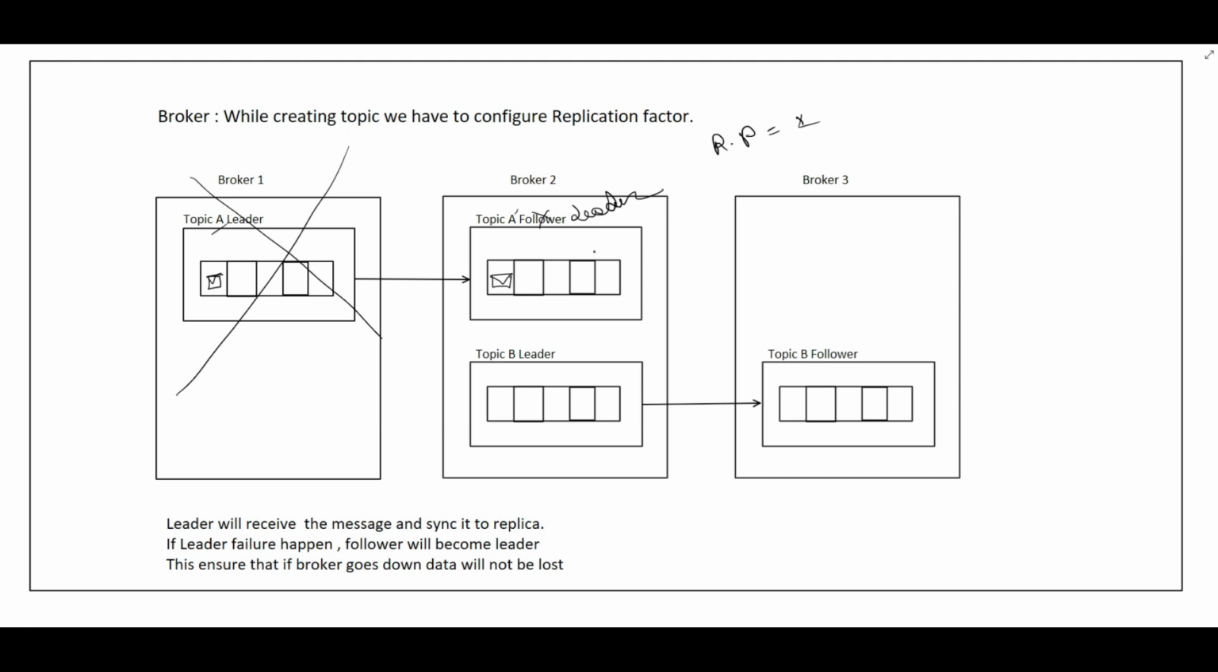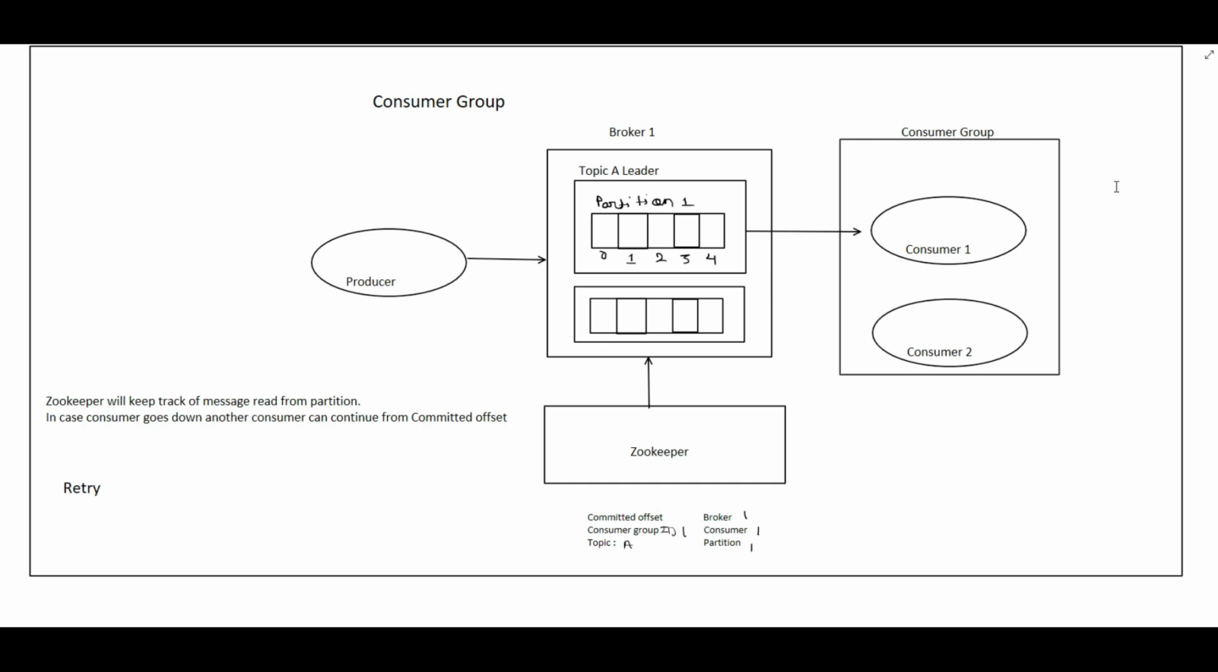If the failure happens to the leader, a follower will become the leader. Now let's talk about the consumer group. A group of consumers is called a consumer group. Whenever the producer pushes a message, suppose it is pushed for topic A, and according to whatever key is defined, the hash will generate 0, so the message will be pushed here.